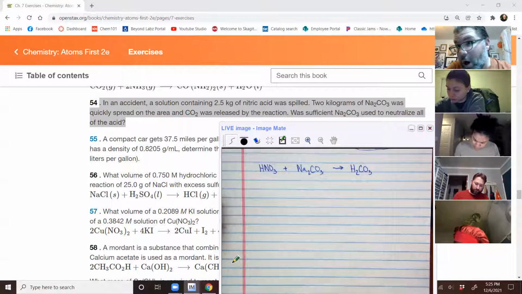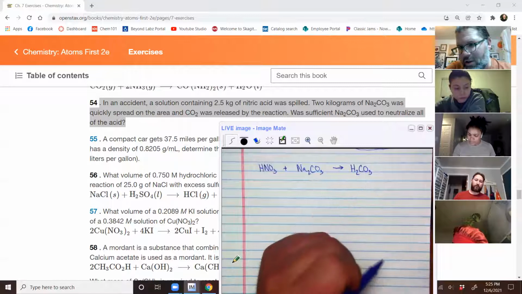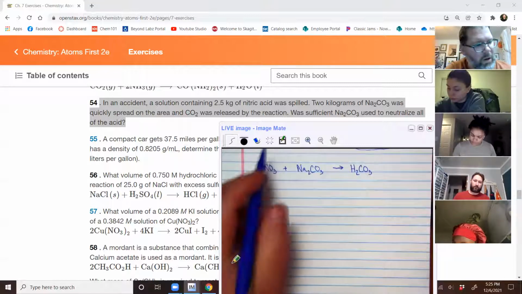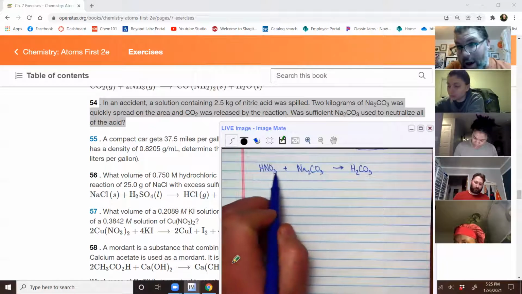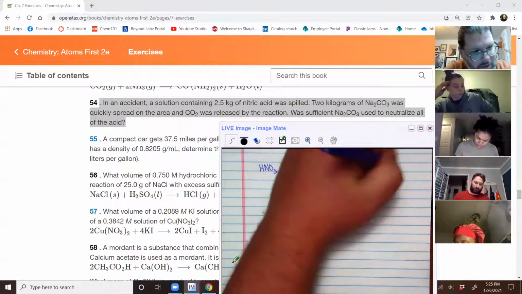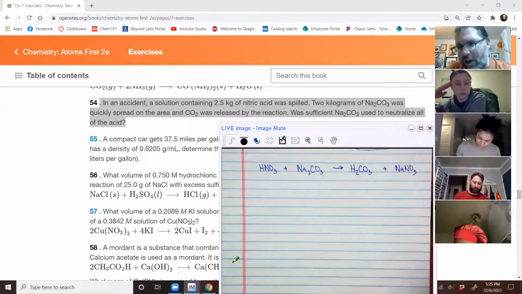So the reason they talk about carbon dioxide being released is because anytime we make this stuff in a chemical reaction, it decomposes pretty much instantly. So I'll show you what happens in just a second. All right. And then we have Na +1s and nitrates that are -1s, which means we only need one of each of those to make our formula NaNO3.